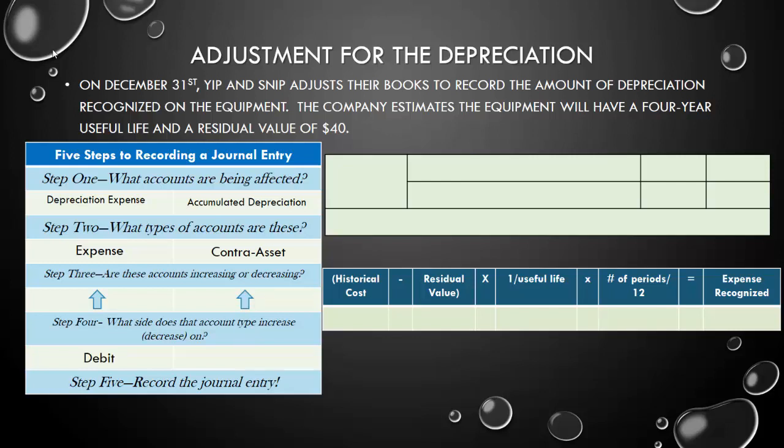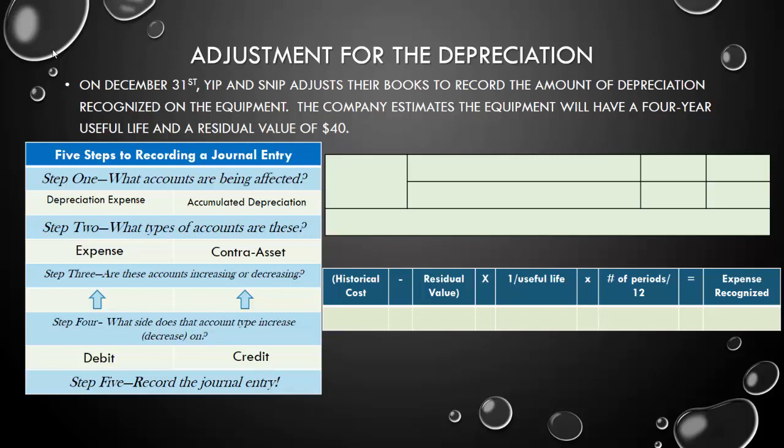And the key for figuring out what's a debit or a credit for a contra account is you look at what type of account it's tied to, and it works opposite. So this is a contra asset. We know assets go up with a debit, down with a credit. But a contra account works opposite, which means it's going to go down with a debit and up with a credit.